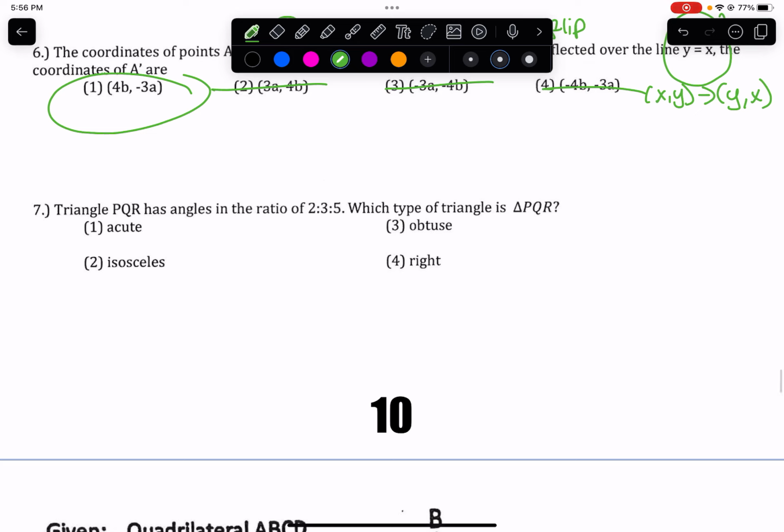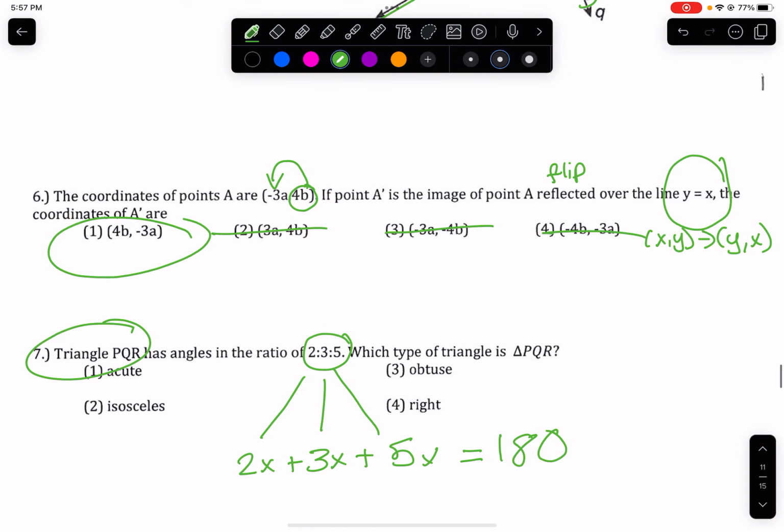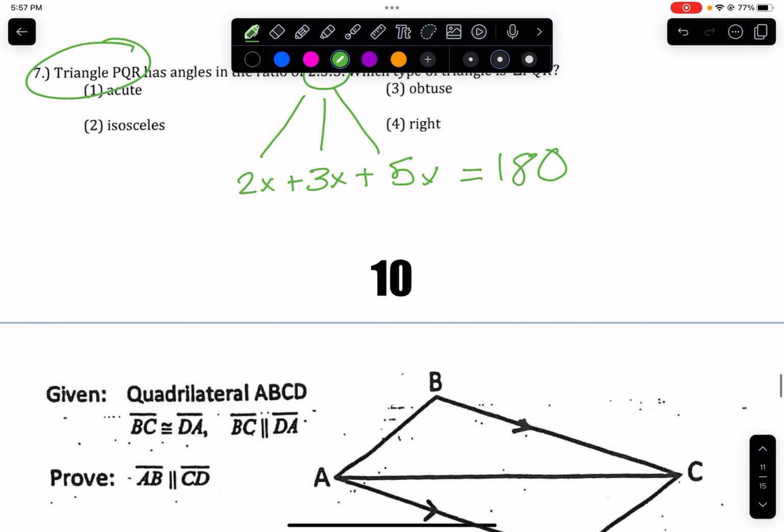Triangle PQR has angles in the ratio of 2, 3, 5. If you see a ratio, you should immediately take them each, put an x on them, and add them up to whatever relationship they're asking about. If they're talking about a triangle, it has 180 degrees. We solve for x. So we have 10x is equal to 180. So x is equal to 18.